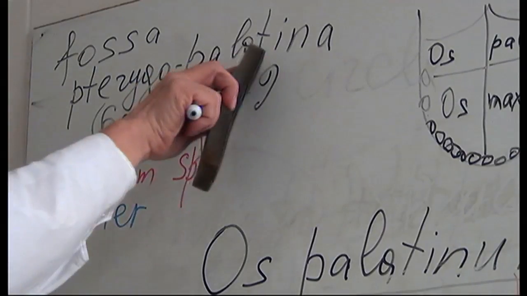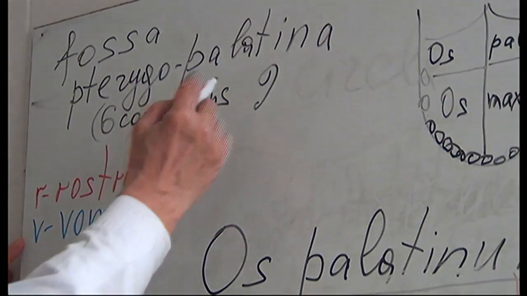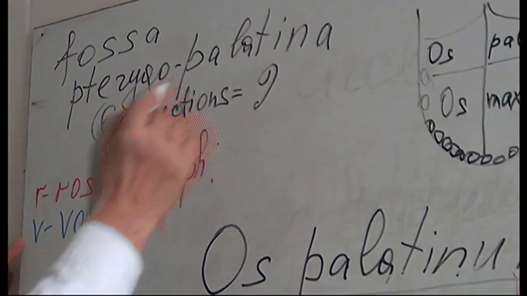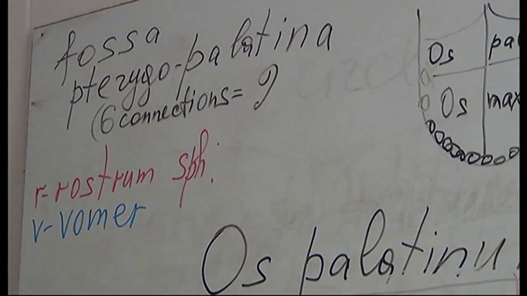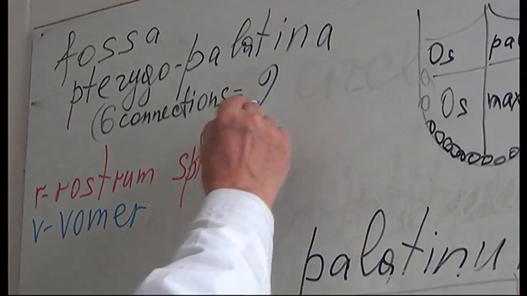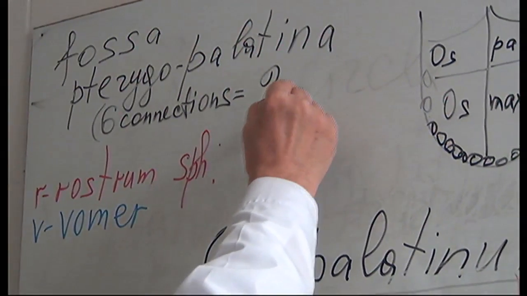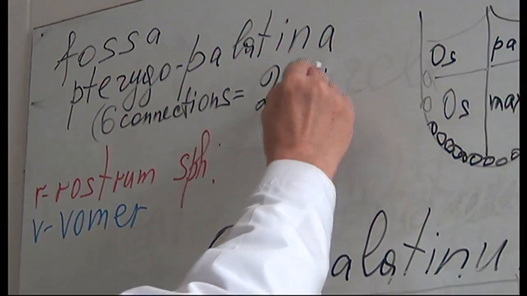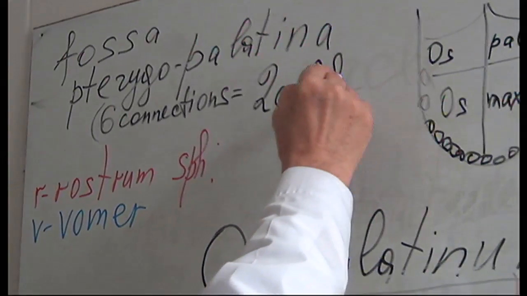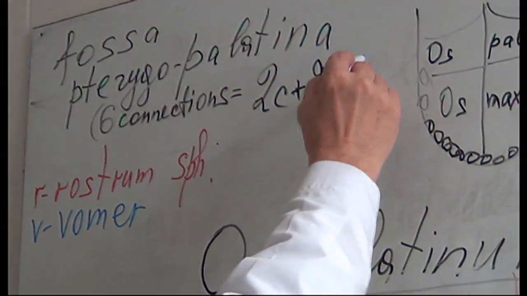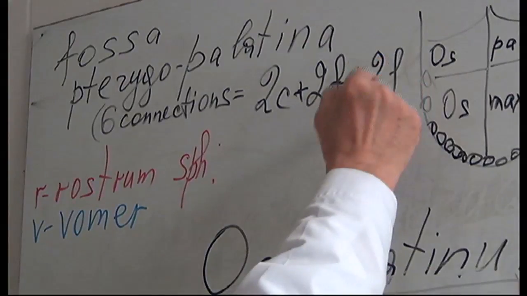In parentheses, I have written down that it has 6 connections: exactly 2 canals, 2 fissures, and 2 foramina.